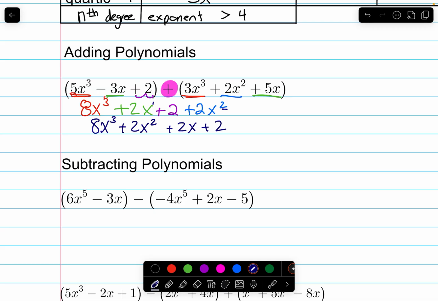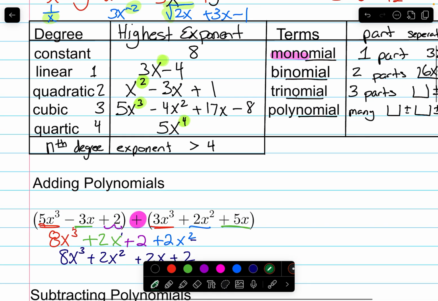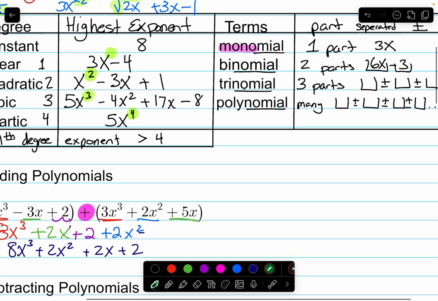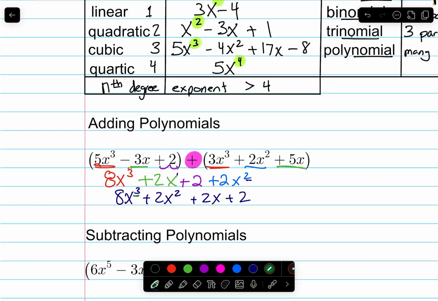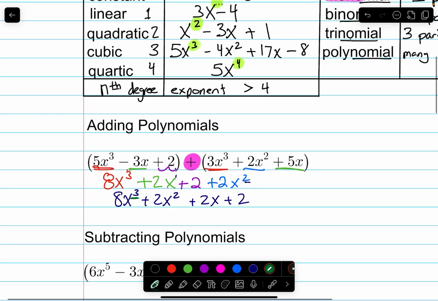And now we're going to practice naming them. So our names come from the highest exponent and the number of parts. Our highest exponent is 3, which is why we like to keep it in standard form. The highest exponent is 3, so this is a cubic. And how many parts do I have? Let's see. I have 1, 2, 3, 4 parts. So we're going to call this a polynomial, more than 3.